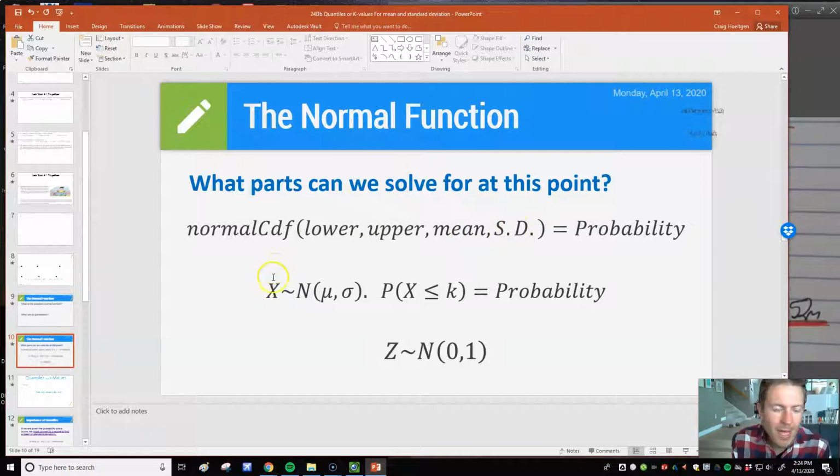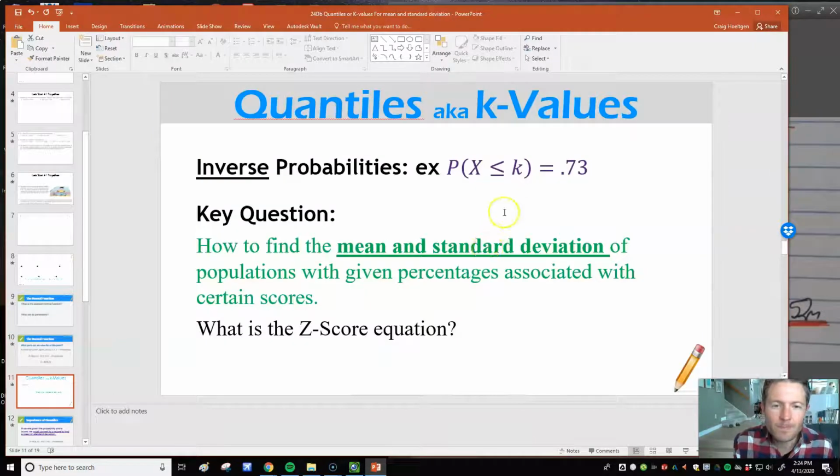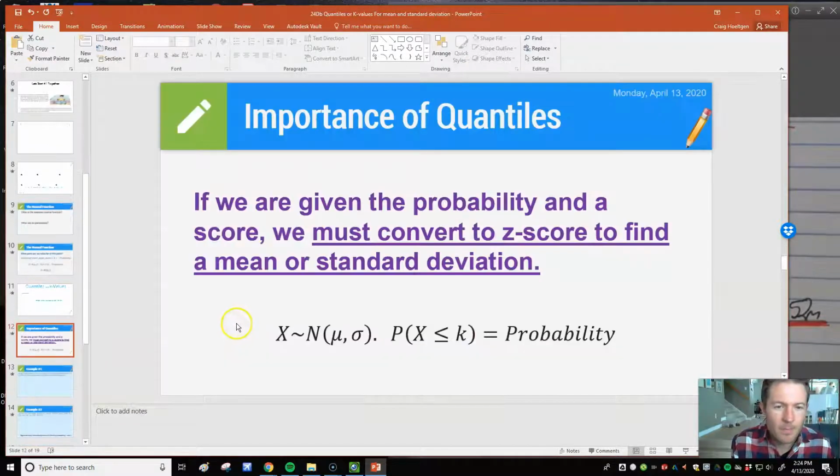Also recapping, x, the random variable, is distributed normally with a mean and standard deviation. And remember, z's are distributed normally with a mean of 0 and a standard deviation of 1. Okay, let's dive in. How do you solve for mean? How do you solve for standard deviation? This is a continuation of the inverse probabilities, which are these k-values.